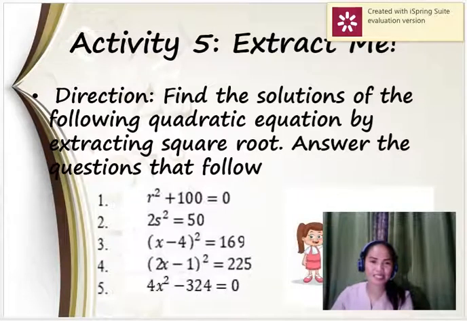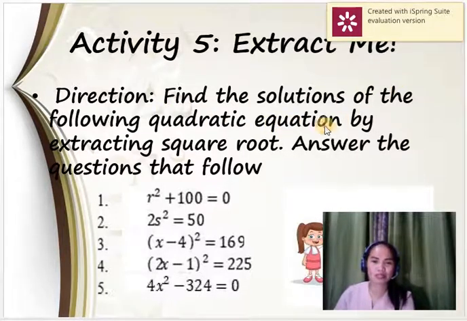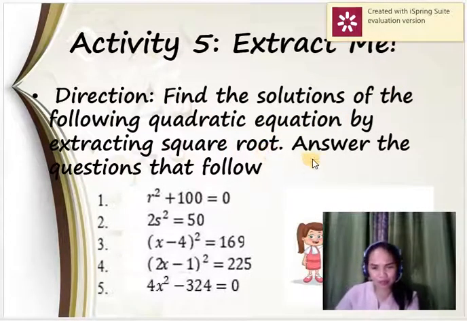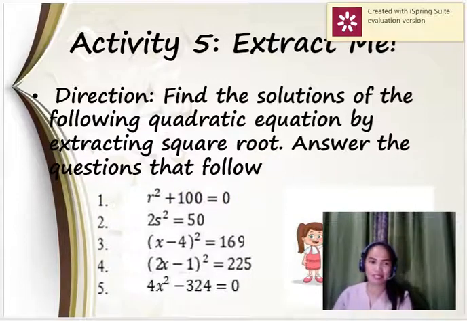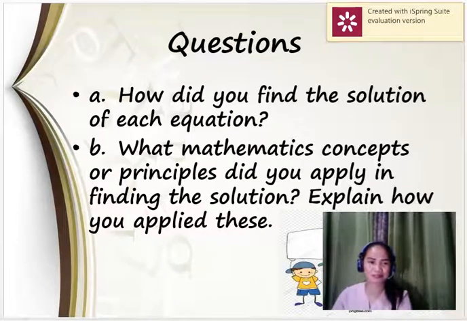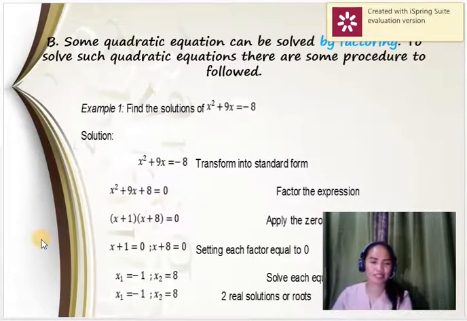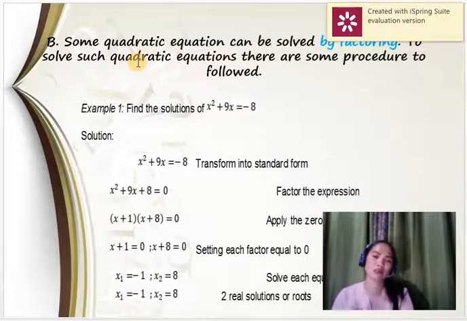Okay, let us continue. Activity number 5. Extract me. Find the solution of the following quadratic equations by extracting the square root. Then answer the questions right after that. There you go. Okay, so let us continue. We're done with extracting the square root.